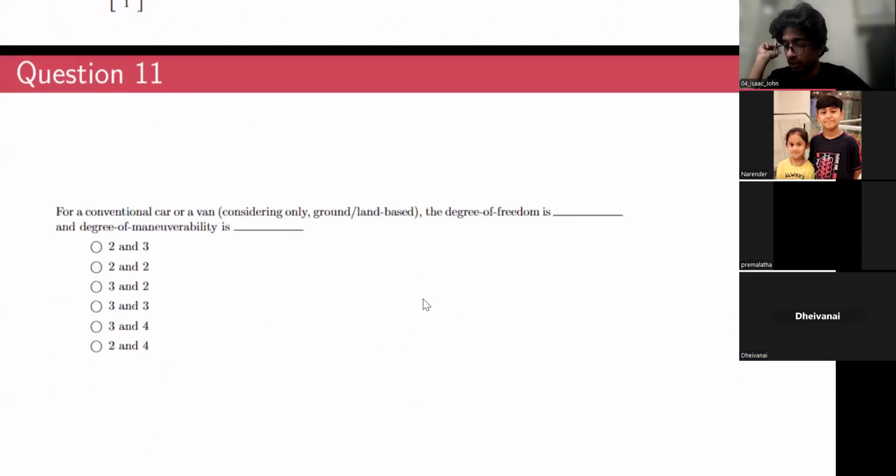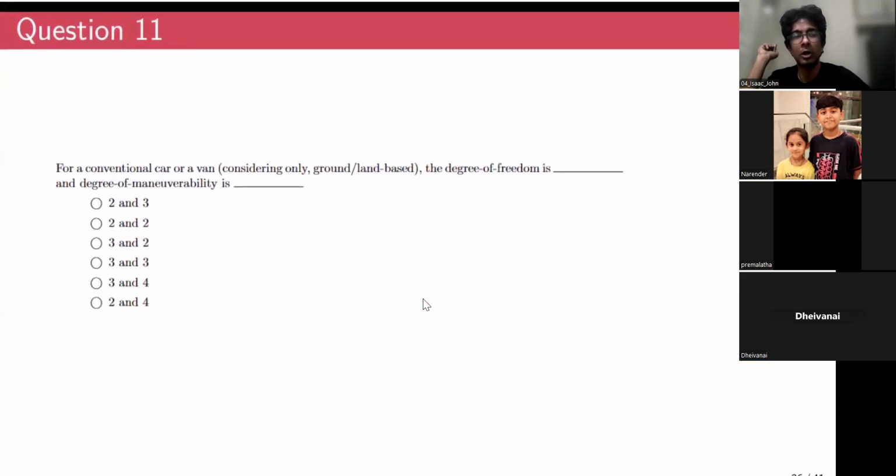Right. Now we have three more small questions. So for a conventional van or a car, considering only ground and land based, the degree of freedom is dash and the degree of maneuverability is dash. What are the answers? So I would expect you guys to contribute for this question.